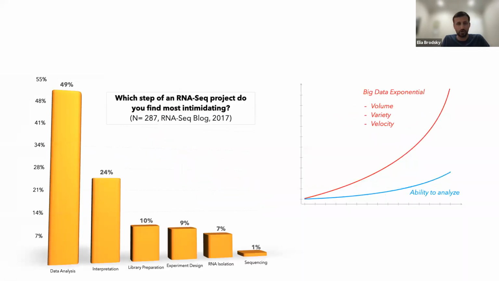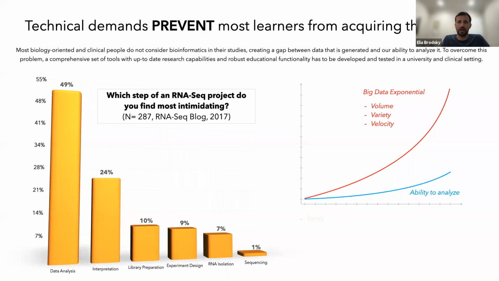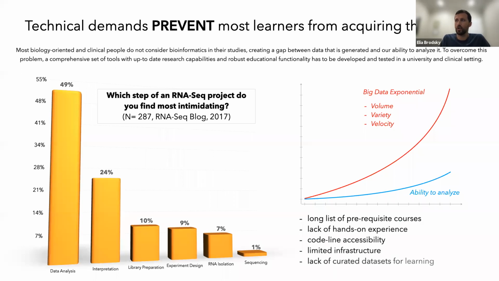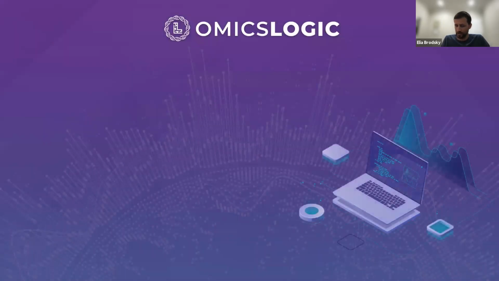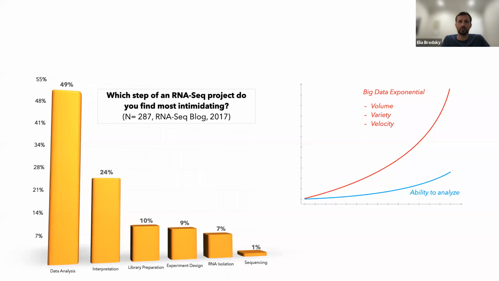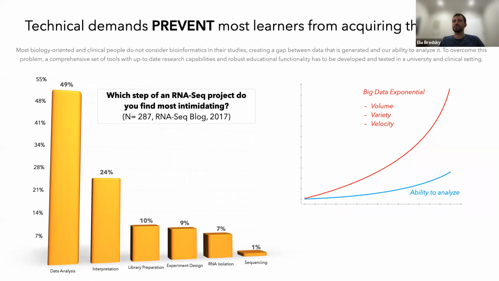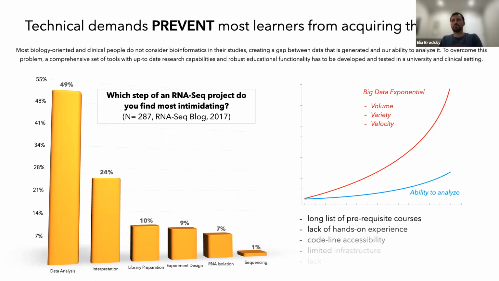In fact, in a survey in 2017, there was a question about which step of one of those techniques, RNA-seq, was the most intimidating, and the answer was that the majority of the people struggled with the analysis of this data, right? So as you can see, 49% of the responders said that analysis of RNA-seq data was the most intimidating step.